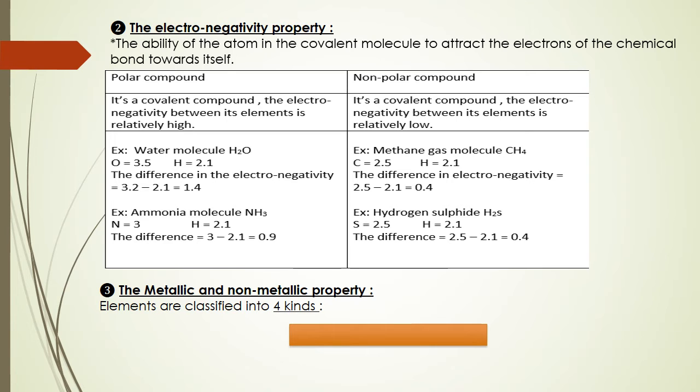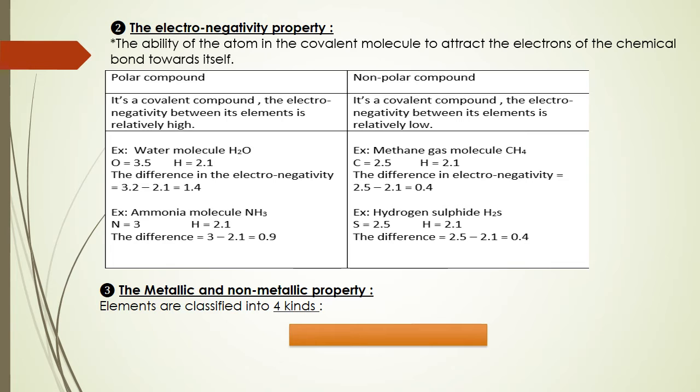Again, we have polar and nonpolar. When the difference between electronegativity is relatively high, it's called a polar compound. When the difference between electronegativity is relatively low, it's called a nonpolar compound.